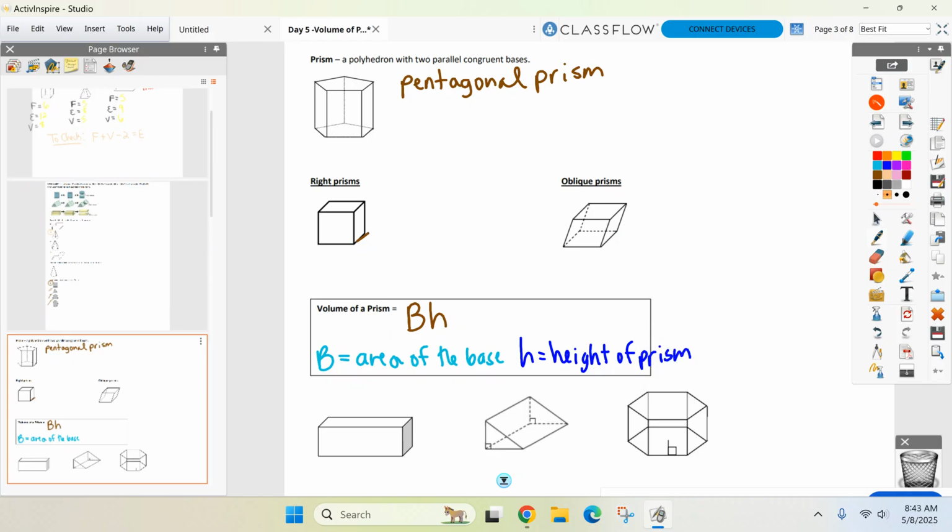This might get a little confusing here, so I'm going to slow it down. Let me give you a tip on how to find the height of every prism. Here's the best tip I can give you. It is the edge that connects the bases. You find an edge that connects the two bases, you have found the height. It is the edge that connects the bases.